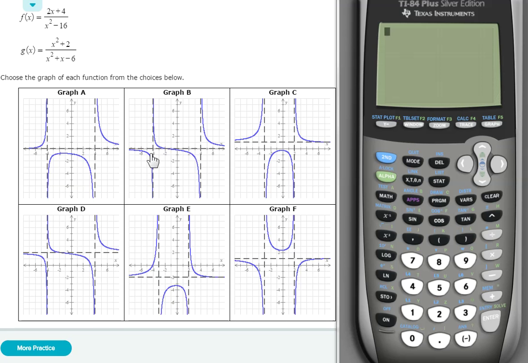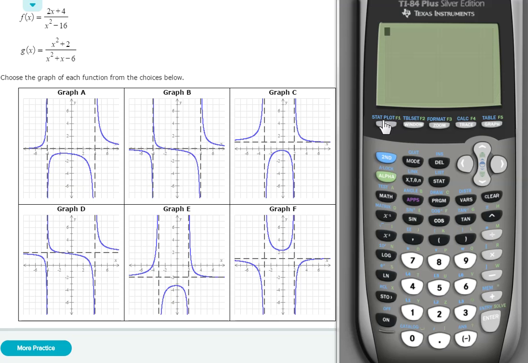So one thing you could do is picture if I plug -6 in here, do I get a positive or a negative number? So let's say if I put -6, the top will be negative, right? -12 plus 4. And then this will say 36 minus 16. So it'll be negative divided by positive. So I'll get a negative value, which tells me it should be this one and not this one.